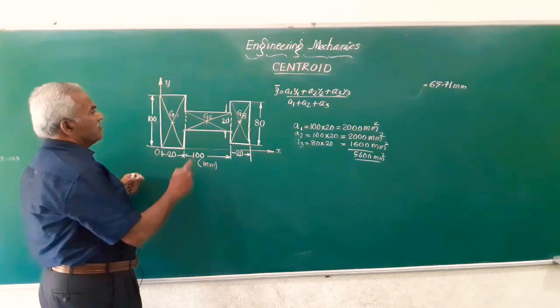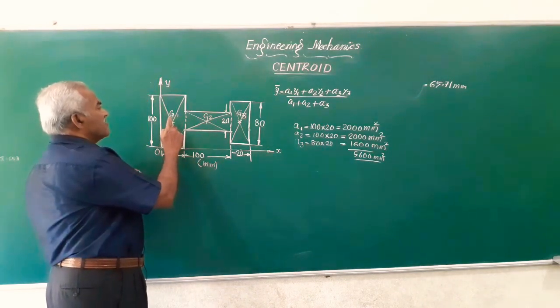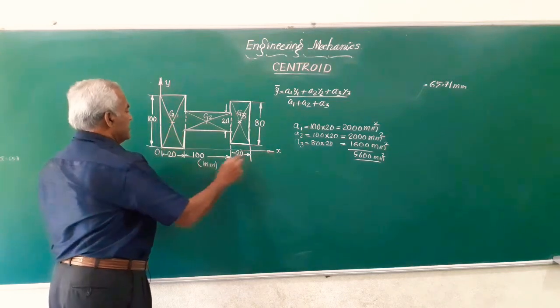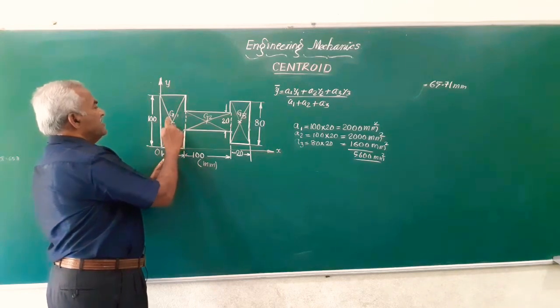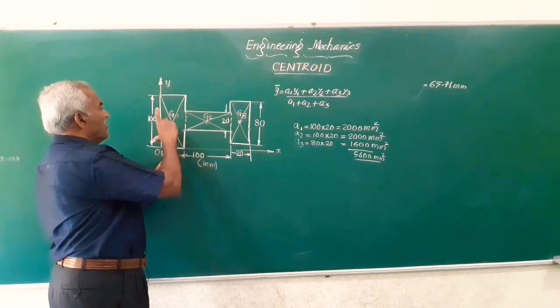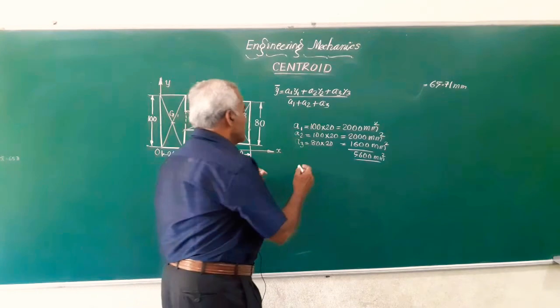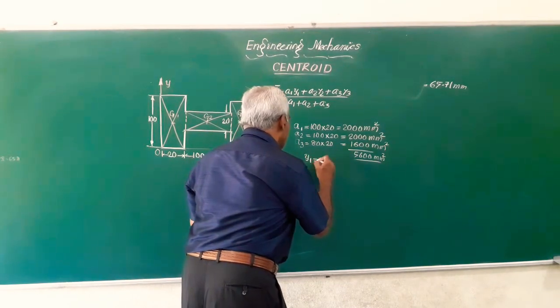Friends, y1 is the distance of G1 from the x-axis, that is this height. Totally it is 100. This is exactly in the center, that will be 50, half of this 100. So y1 is 50 millimeter.